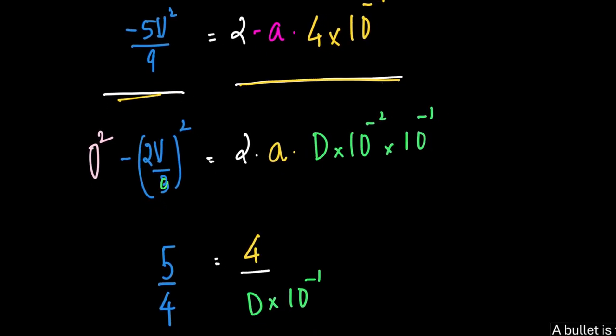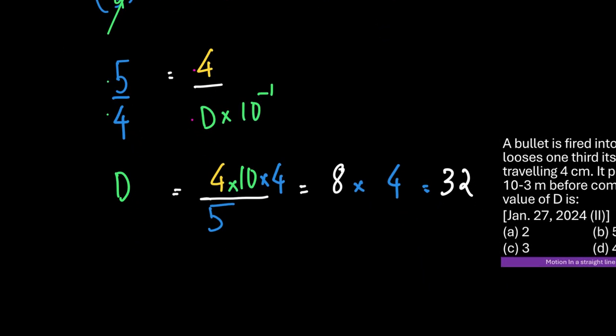While dividing them, 3 square becomes 9, 2 square becomes 4. So 9 by 9 is 1. V square by V square is 1. So all you have is 5 by 4. 2 by 2 is 1. A by A is 1. Then what we have left here is 4 by D. 10 to the power minus 2 by 10 to the power minus 3 leaves 10 to the power minus 1.